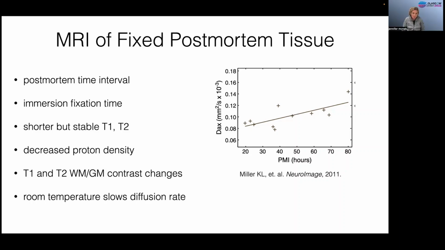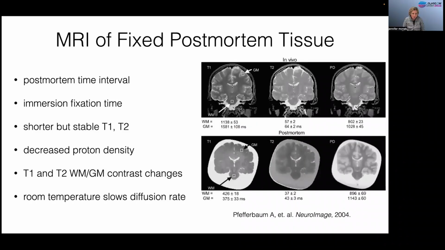T1s and T2s are stable once the tissue is fixed, but they tend to be much shorter than compared to in vivo, and proton density is lower. It's also been shown that the T1 and T2 weighted contrast between white matter and gray matter changes, in fact, inverts in some cases. And so that's a consideration for any structural imaging. And also because you're imaging at room temperature, you have a much slower diffusion rate, which means you require more diffusion weighting to get the same level of contrast.